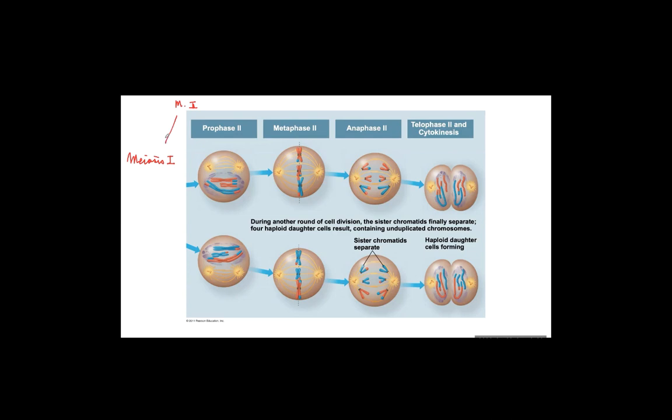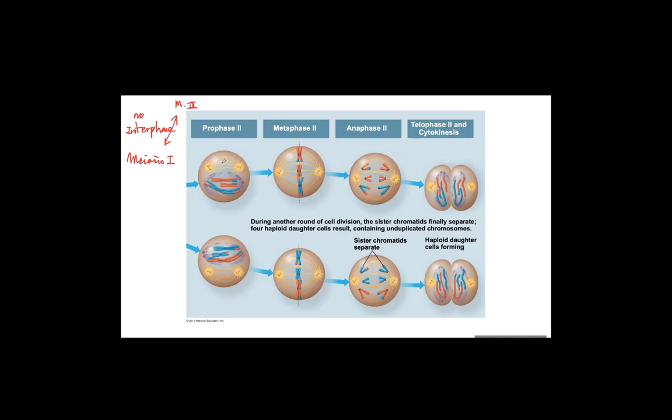Between these, there's no interphase. After meiosis one, meiosis two occurs immediately. There's no interphase, which means there's no chromosome duplication. Since there's no interphase between meiosis one and meiosis two, meiosis two takes place right after cytokinesis of meiosis one. Meiosis two also consists of prophase two, metaphase two, anaphase two, and telophase two, followed by another round of cytokinesis.